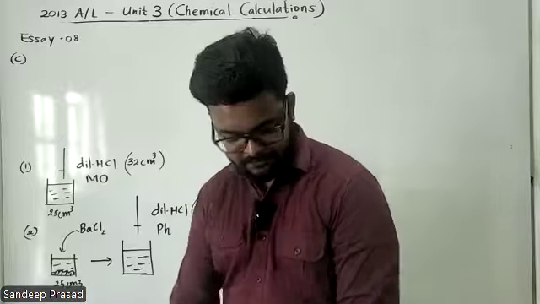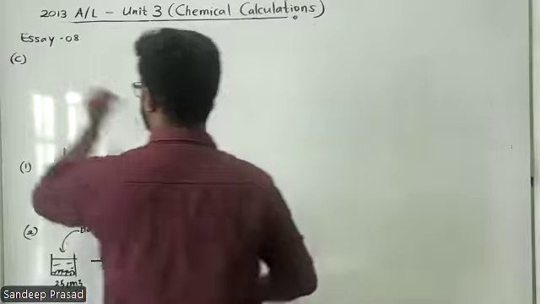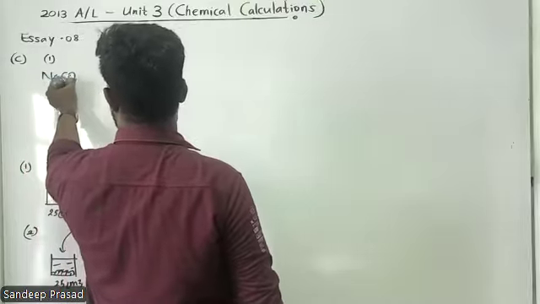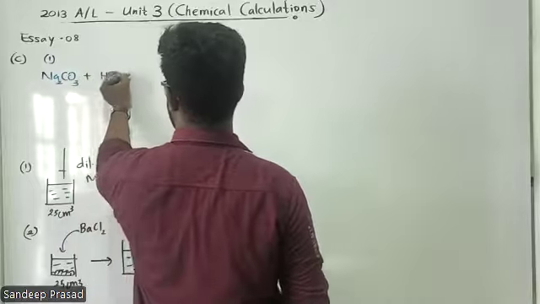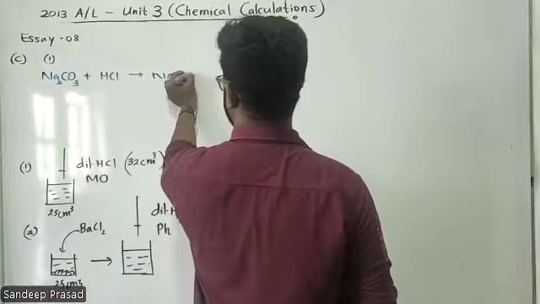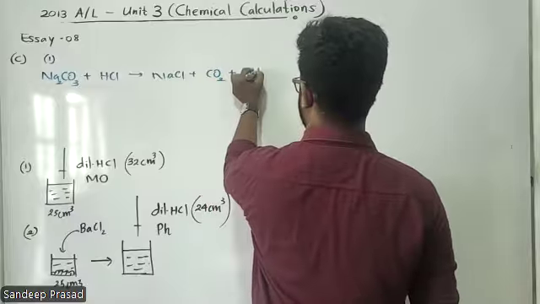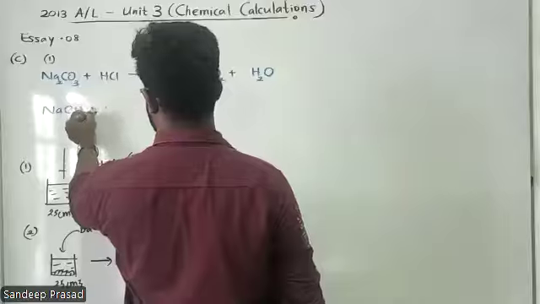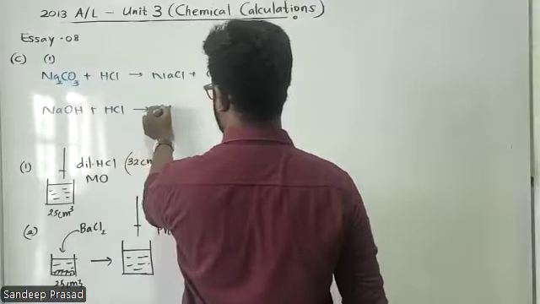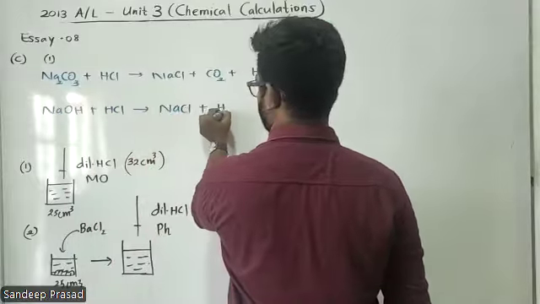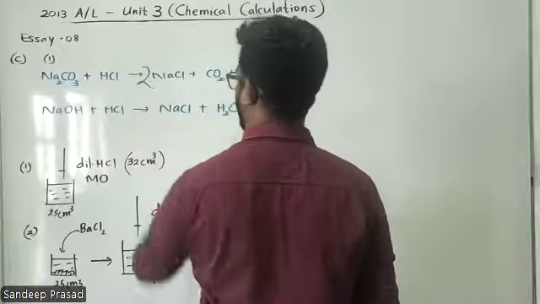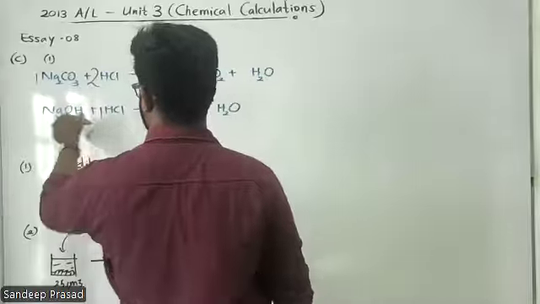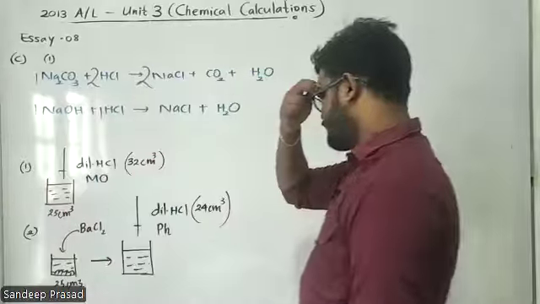So let's write down the reaction first of all for process number 1. Sodium carbonate reacts with HCl, producing sodium chloride, carbon dioxide and water. Sodium hydroxide reacts with HCl, producing sodium chloride plus water, so here 2, in this way.